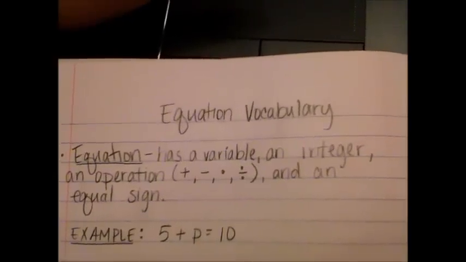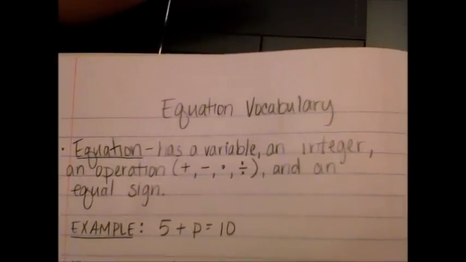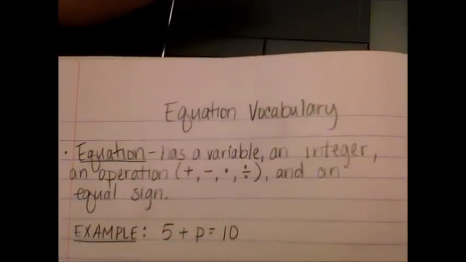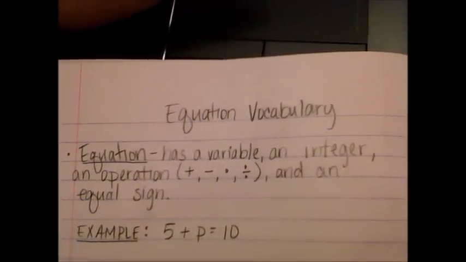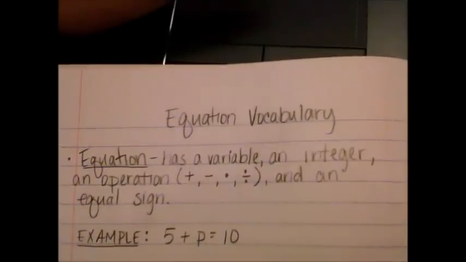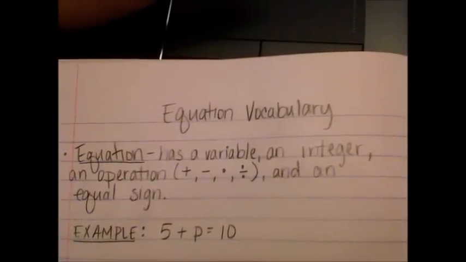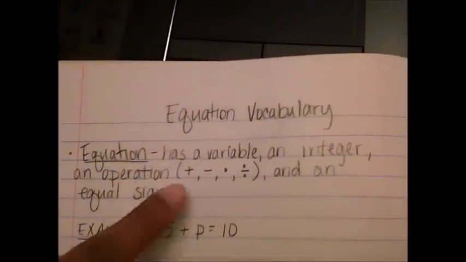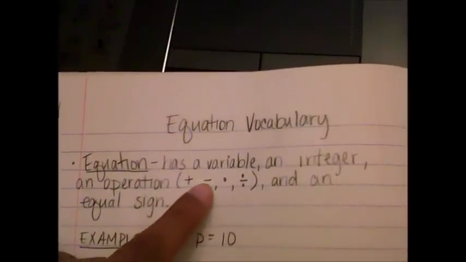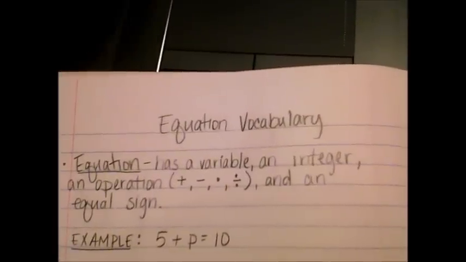I went back to my composition notebook, and I updated and wrote down my definitions that I came up with on my own. Like I said, if you want to come up with your own definition, you can, but this is the definition I came up with for an equation. So, equation. An equation has a variable, an integer, an operation, and you'll see in parentheses, I put addition, subtraction, multiplication, division, and an equal sign.